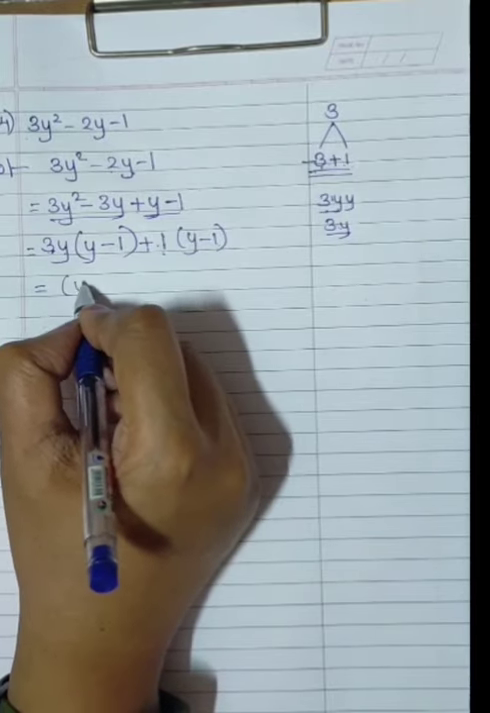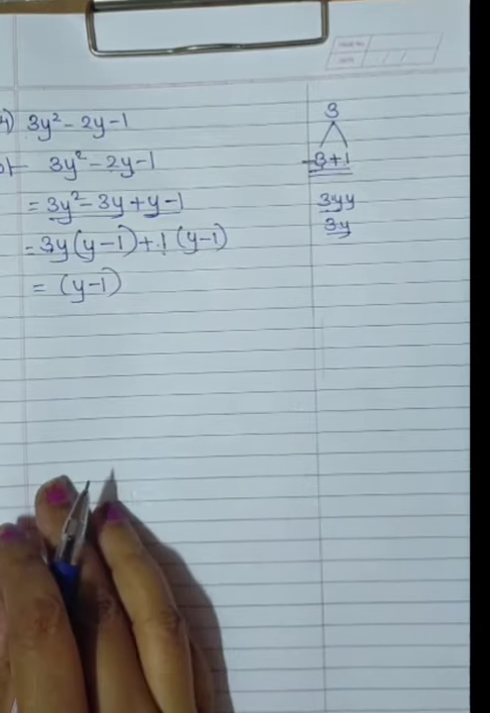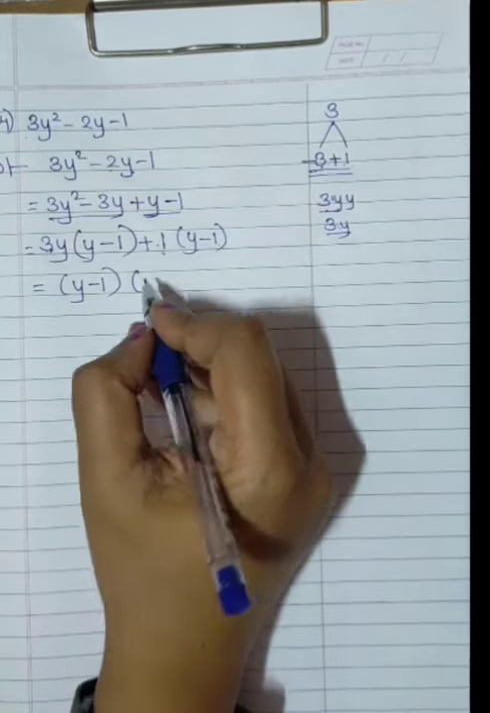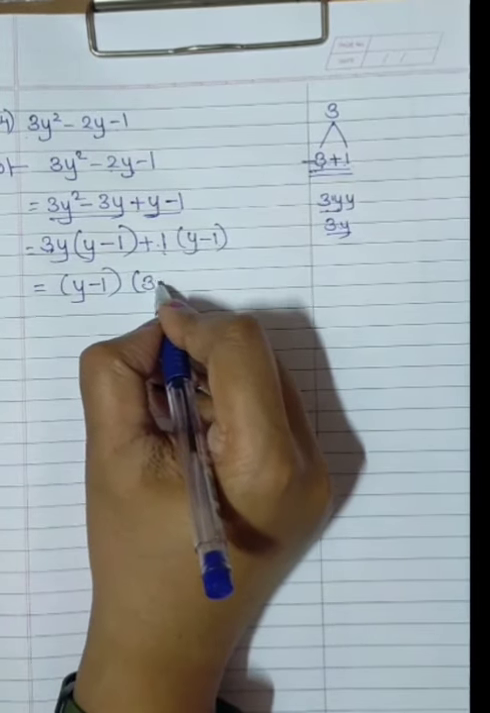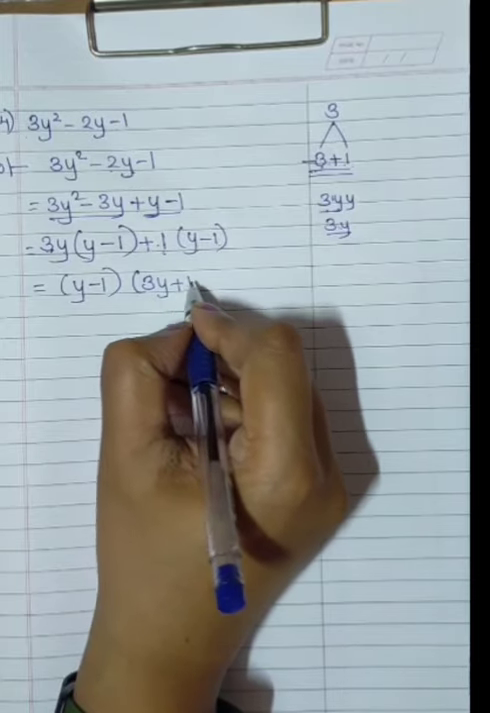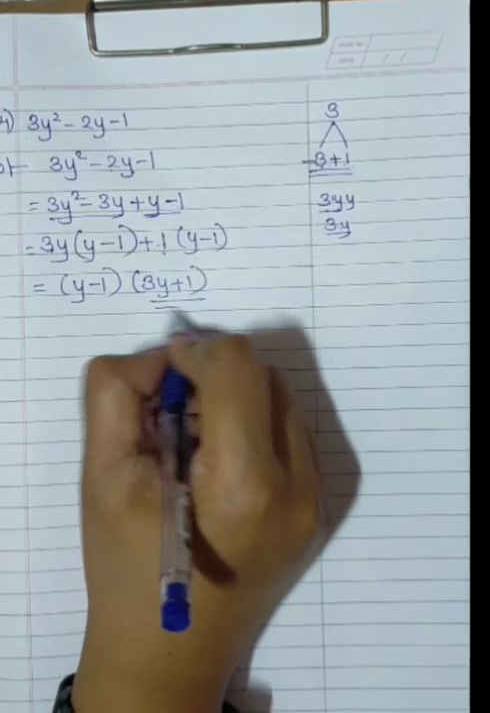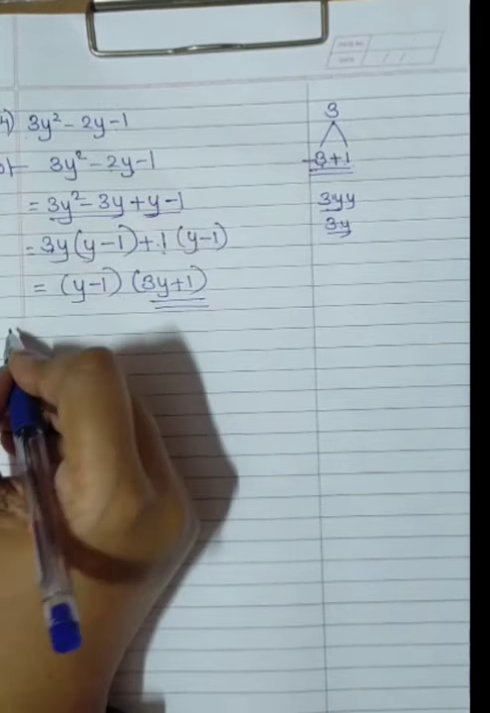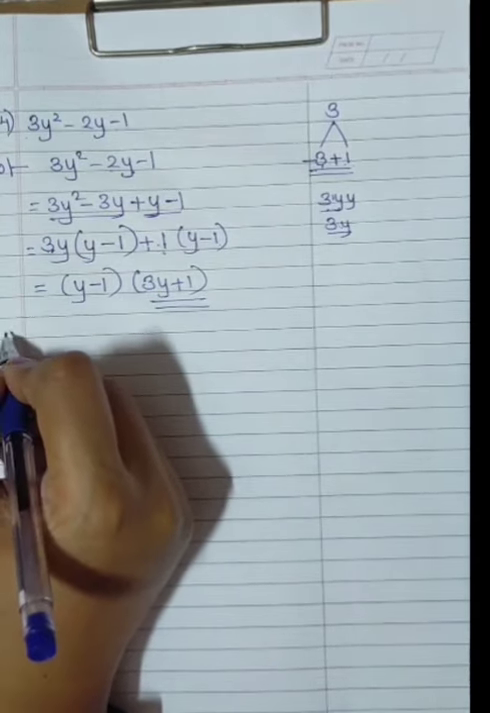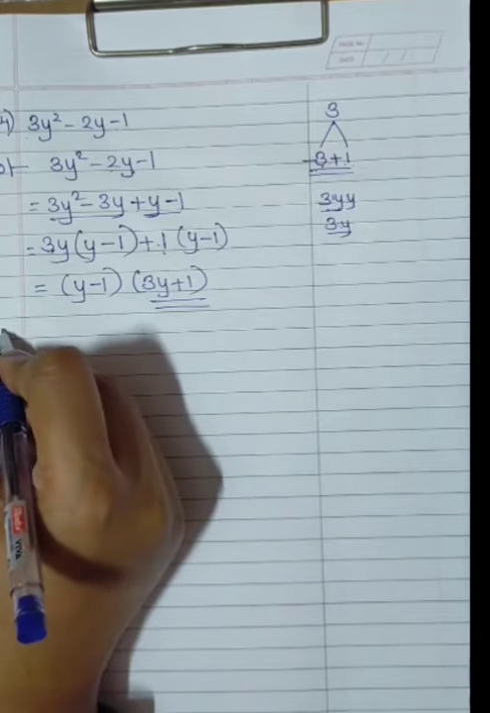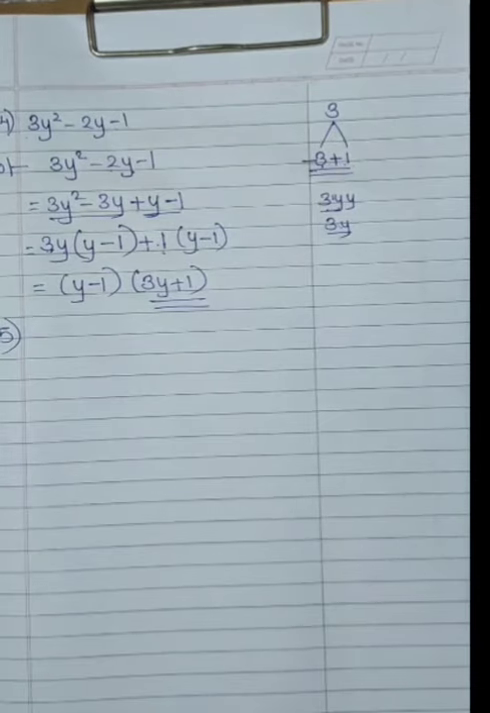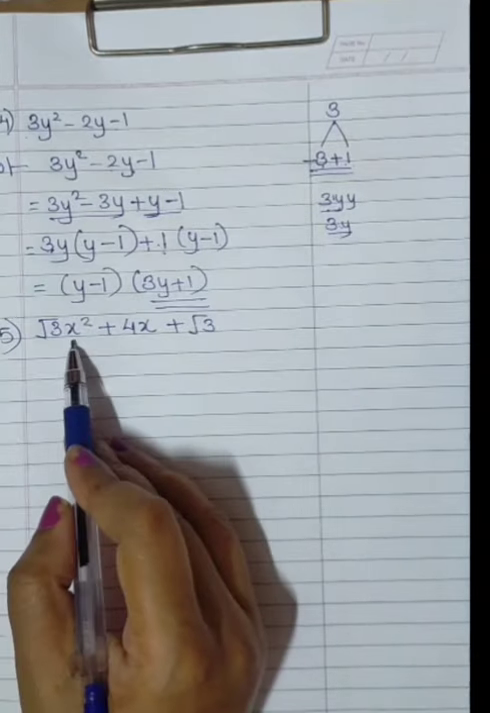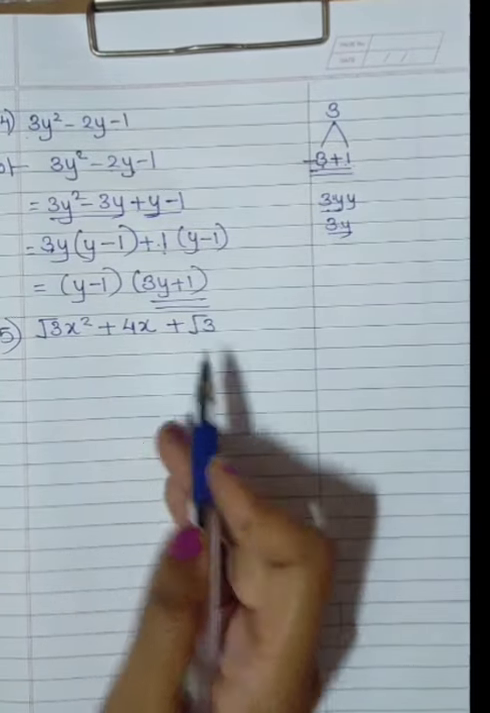We'll take the common factor in one bracket, and the remaining factor we'll write in the second bracket, that is 3y plus 1. So this is our answer of question number 4. Now we are going to write the second question, the fifth one. Now the question is: root 3x square plus 4x plus root 3.